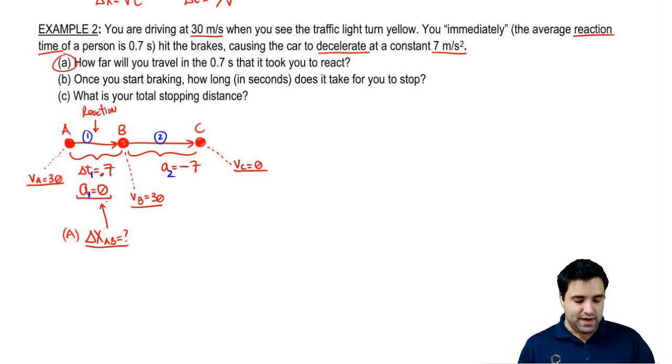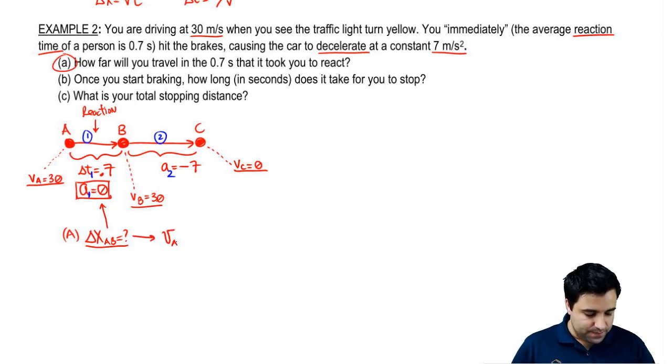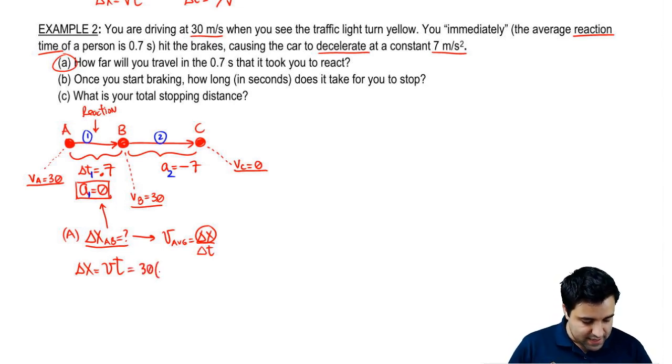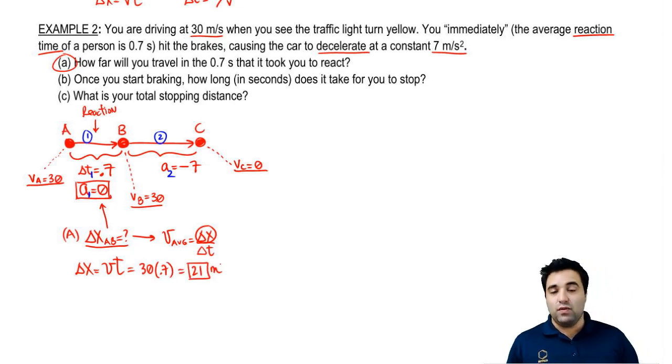And what equation can I write? The acceleration is 0, so the only equation that's relevant here is that the average velocity is delta x over delta t. And I'm looking for delta x, so I'm going to solve for delta x here, move stuff around. So it's vt for that interval. The velocity is 30. The time is 0.7. So if you multiply this, you get 21 meters. So you covered 21 meters in the time that it took you to even react.